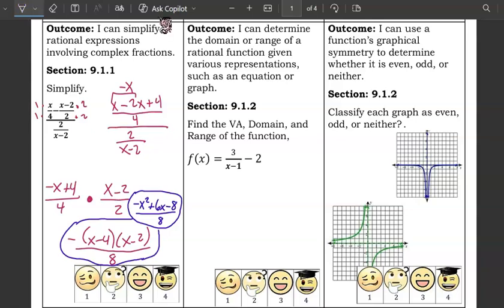Outcome: I can determine the domain or range of a rational function given various representations such as an equation or graph. Find the vertical asymptote, domain, and range of the function f(x) equals 3 over (x - 1) minus 2. To find the vertical asymptote, we will set the denominator equal to 0. That's the vertical asymptote. Now for the domain, it would be all real numbers except for x equals 1.